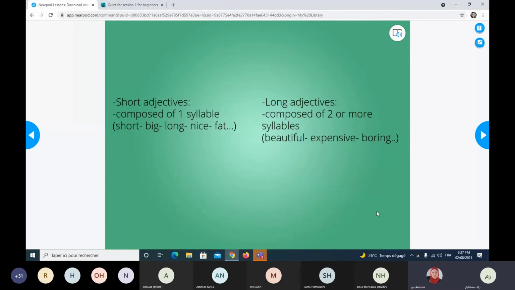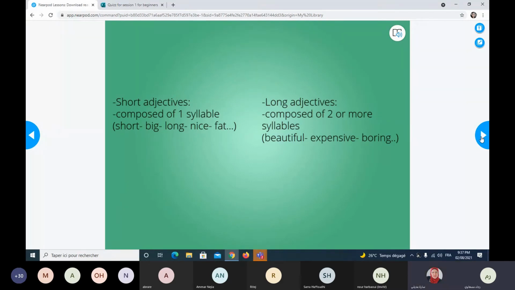Yes, that's it. Abrar? Fat is a short adjective. Good. Thanks. Ritesh? Slim is a short adjective. Very good. Thank you. Okay. Anyone else? That's it. Okay, thank you.